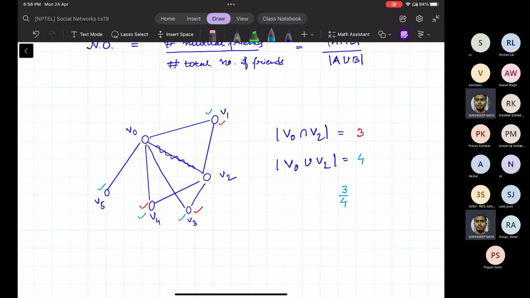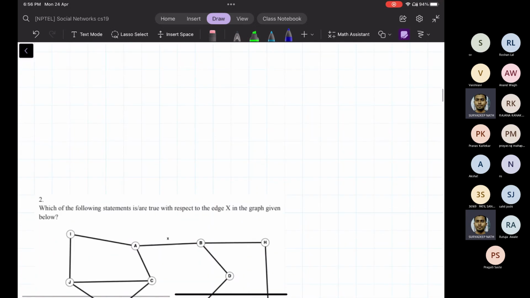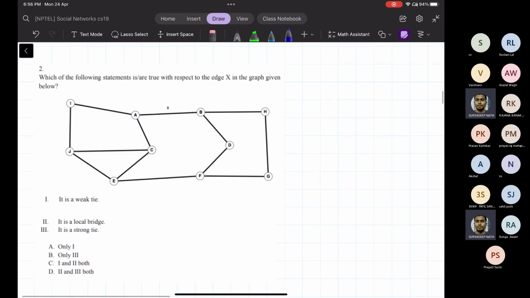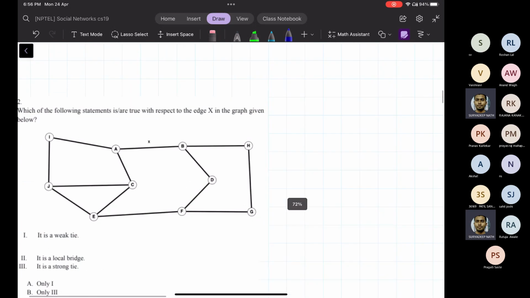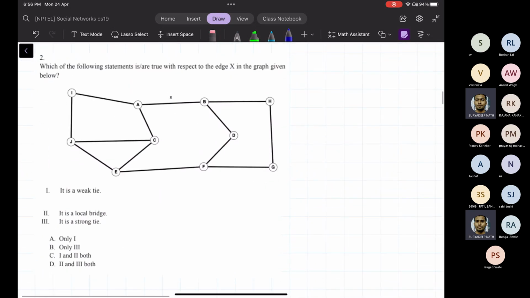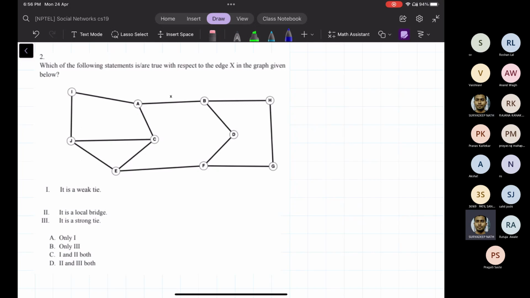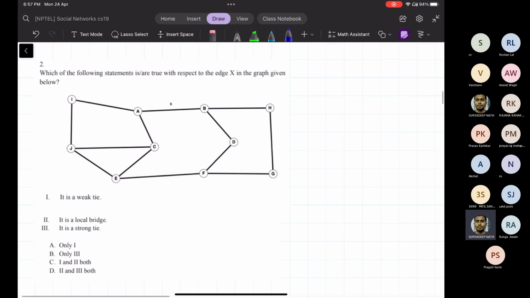All right. So let us move on to the third question from week 3. Which of the following statements are true with respect to this edge x in the given graph? So you have this edge between A and B. You have 3 options. Is it a weak tie? Is it a local bridge? Is it a strong tie? It is a weak tie because A and B do not have mutual friends.